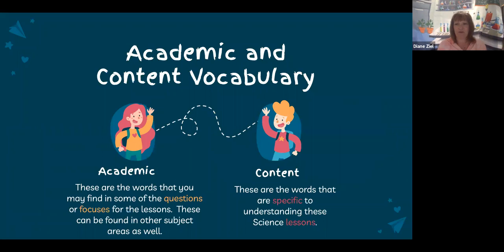A quick review of the difference between academic and content vocabulary. Remember, the academic words come from your questions and focuses for the lessons. These are words that can be found across all your subject areas. Your content words are going to be specific to the lessons this week, so they will all have to do with weather and climate.